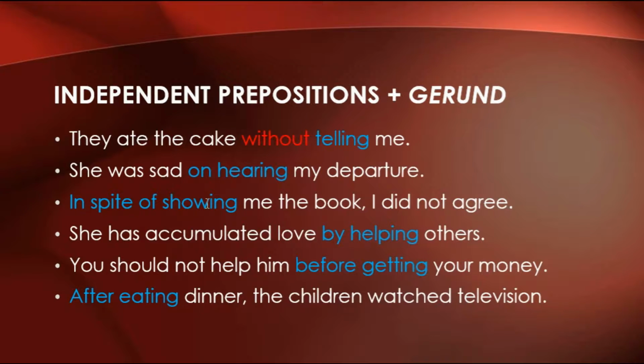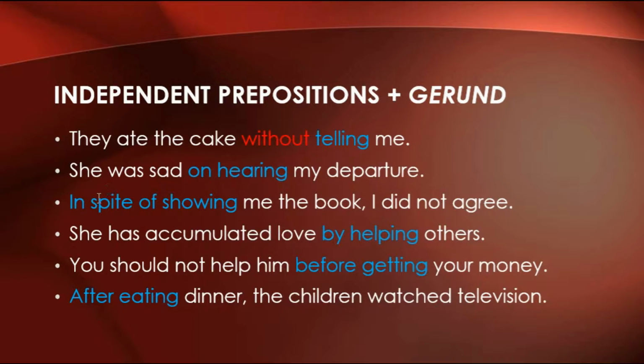Okay, so look at this second example here. She was sad on hearing my departure, right? She was sad on hearing. On hearing is my prepositional phrase here, as you see, the clause. So on is my preposition and hearing is my gerund. She was sad on hearing my departure, right? She was sad about it, right?